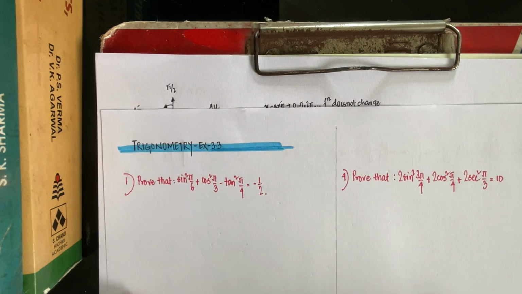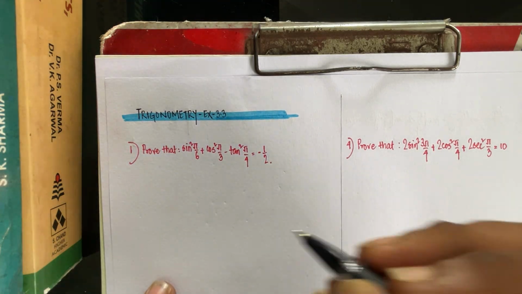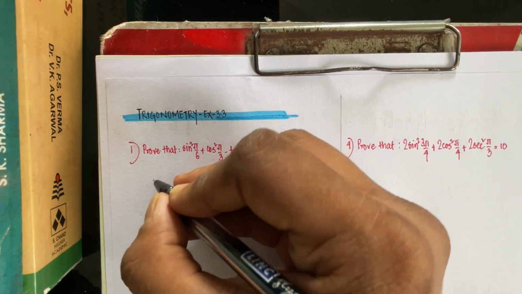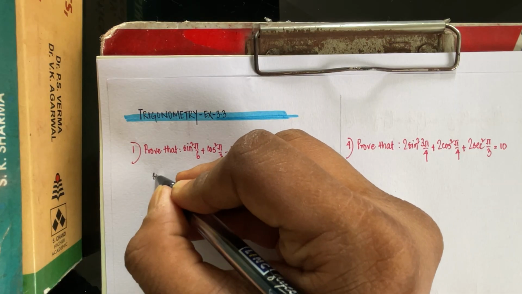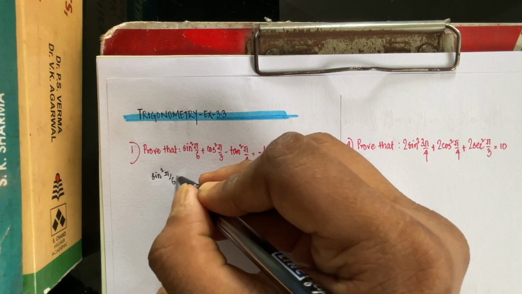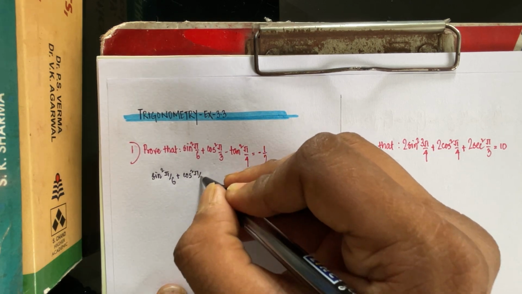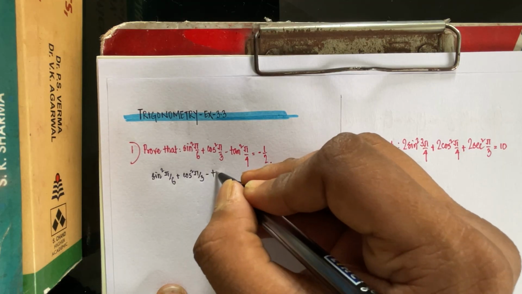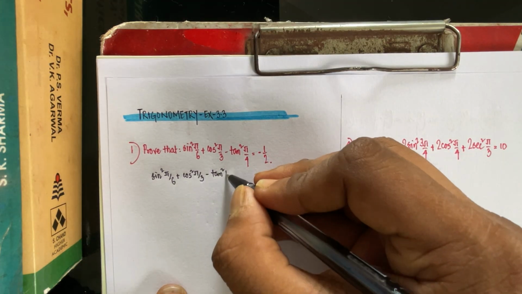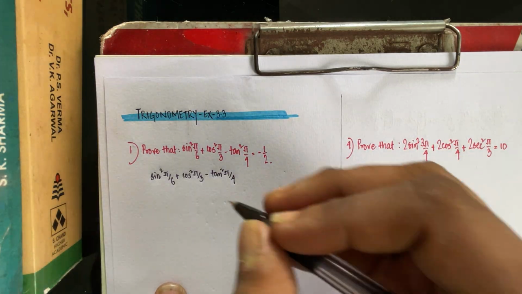So if we come to the first question of this exercise, the first question is quite simple. We have sine square pi by 6 plus cos square pi by 3 minus tan square pi by 4, and we have to prove that we are getting minus half.